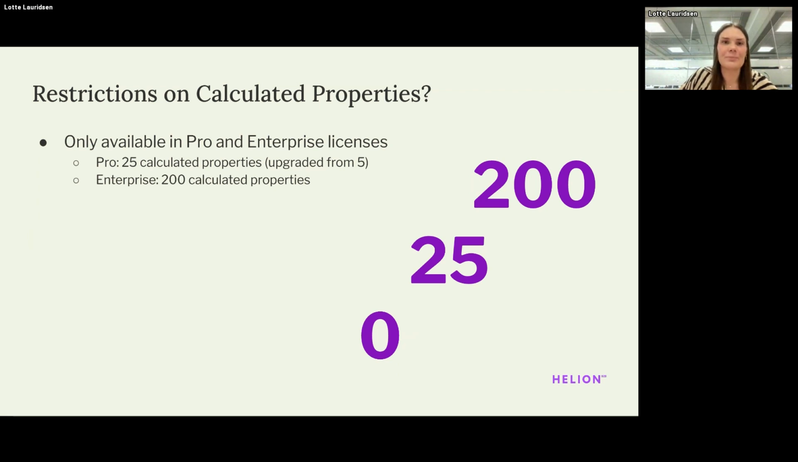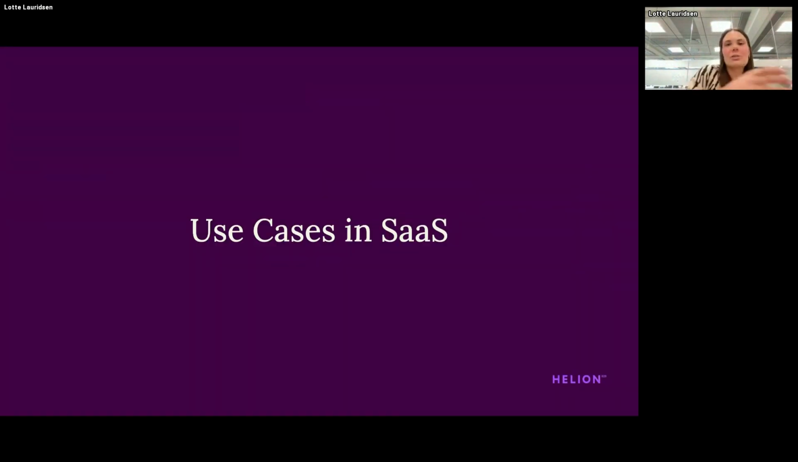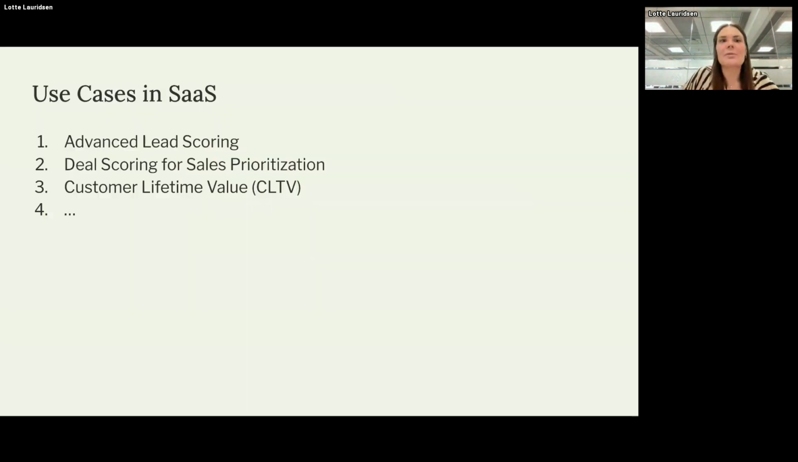So again, for everyone sitting on a Pro license, you now have 25 calculated properties within your subscription, not only 5 anymore. Okay, so if we deep dive a bit more into which use cases we have in software as a service, I just took a few, but you can build many. These are the ones that we have been working with a lot with our customers.